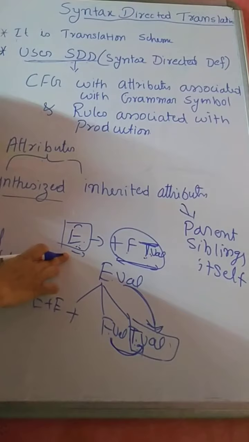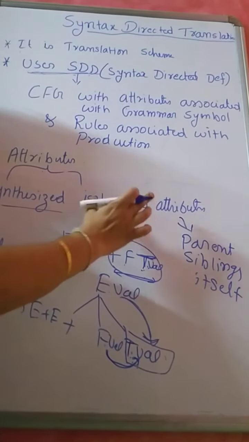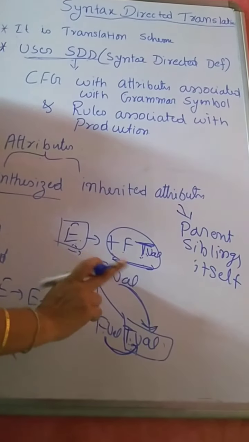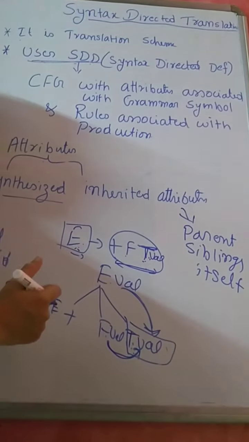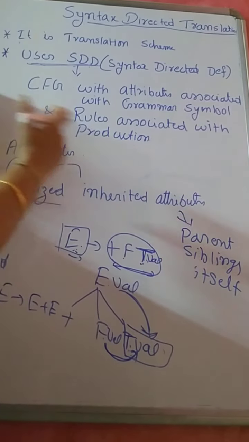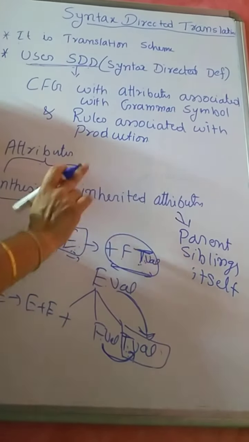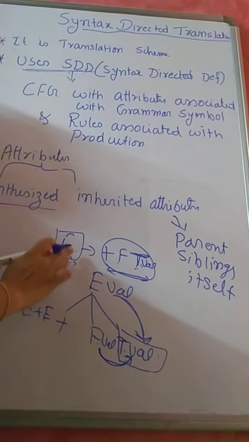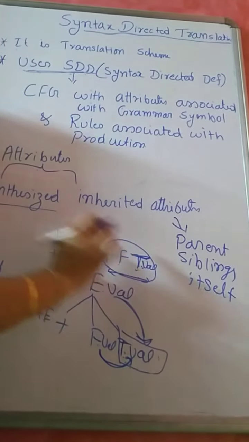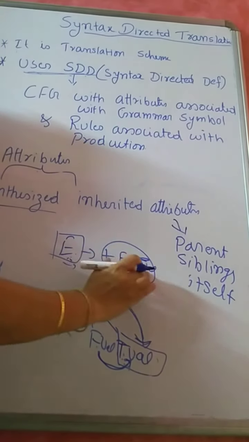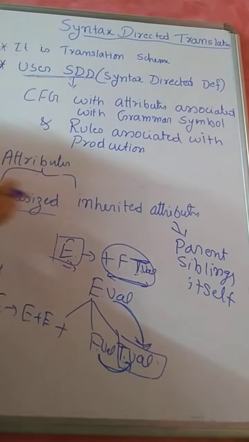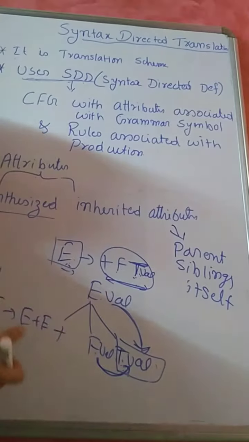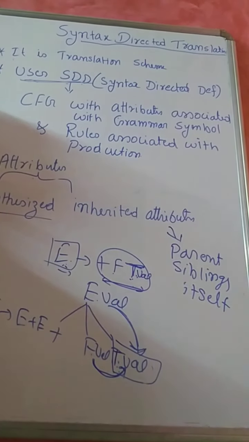Because the head always depends on what? Children. But an inherited attribute doesn't depend on the attribute value of a child node. It depends on the attribute of sibling nodes or a parent node. That's why an inherited attribute cannot be an attribute of a non-terminal which is at the head of the production. Usually it will be an attribute of a non-terminal which is in the body of the production. But a synthesized attribute can be an attribute of a non-terminal on both sides, that is, the head or the body of the production.